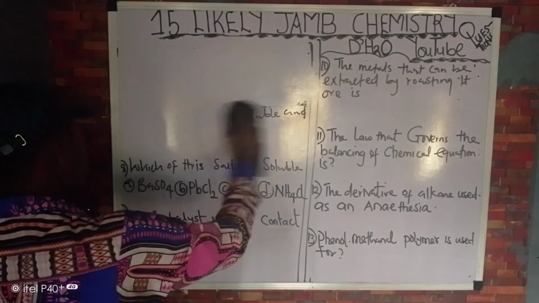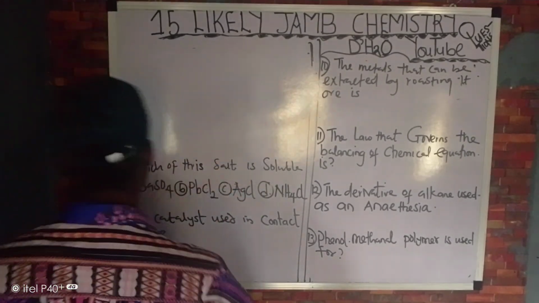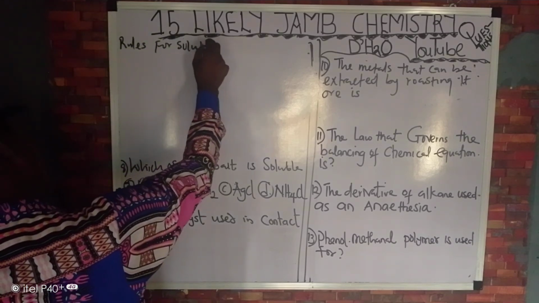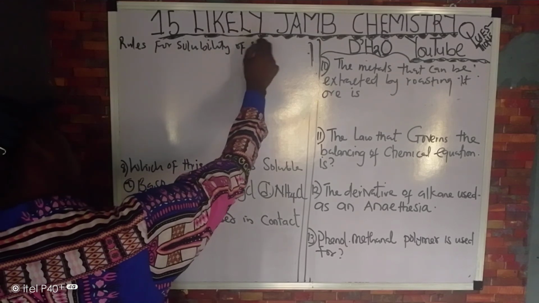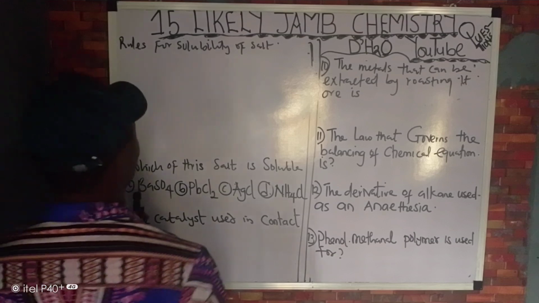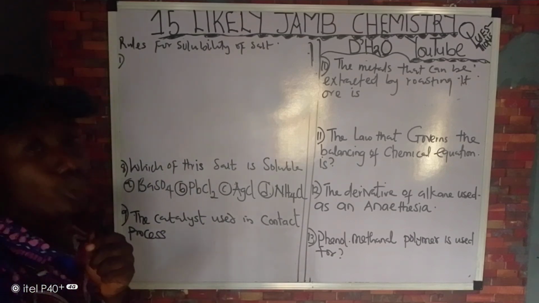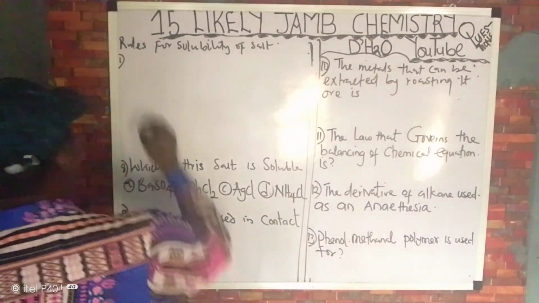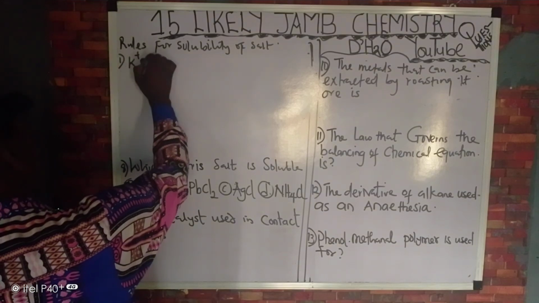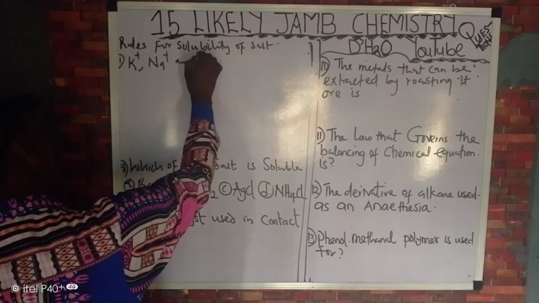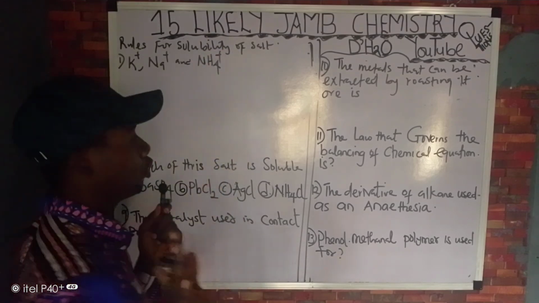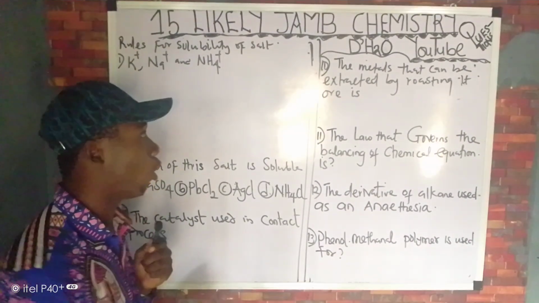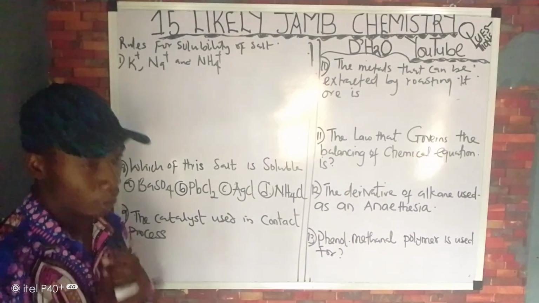Okay? What are the rules for solubility of salt? Please take this down. Very, very important. Okay? Number one rule. All sodium, potassium, and ammonium salts are soluble in water. Okay? So all what? Potassium, sodium, and ammonium salts are soluble in water. Take note of that. Whether it's sodium chloride, sodium sulfate, or ammonium carbonate, all are soluble in water. Take note of that. Okay.